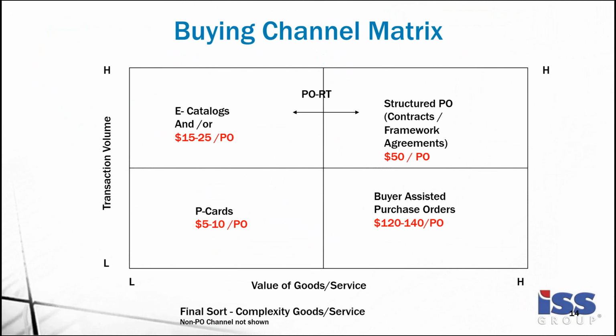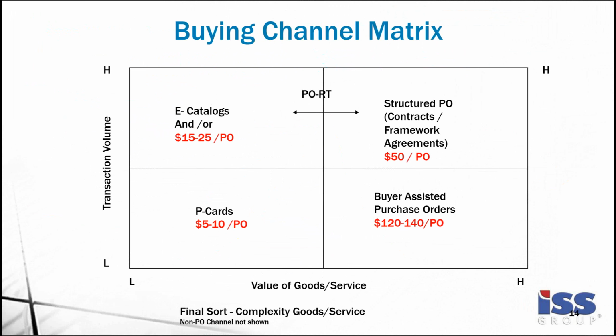Yeah, there you go. This is the buying channel matrix. So what we do next is look at what are the channels to purchase materials and services through Procure to Pay, and what should they be? Now you see the transaction volume on the vertical and values of goods and services on the horizontal. These are just two dimensions of this. And the next two slides will show you a couple other dimensions. But let's talk about this graph a little bit.